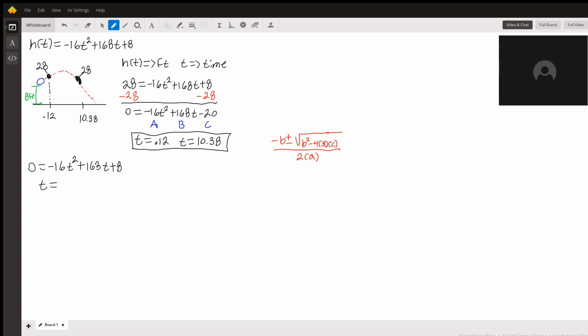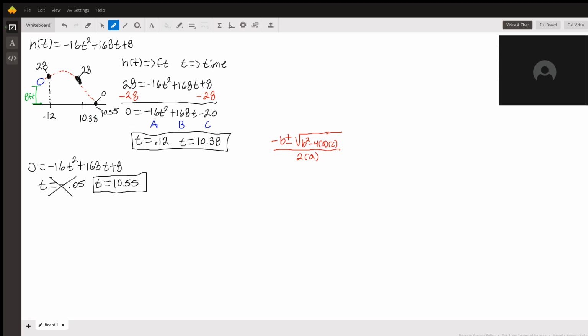to negative 0.05, and t is equal to 10.55. And notice that when t is negative, there's no such thing as negative time, so we wouldn't use that one. So in 10.55 seconds, this is when the ball is at 0, the height is 0, and the time is 10.55.